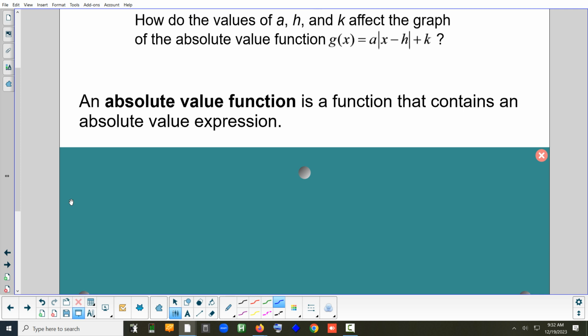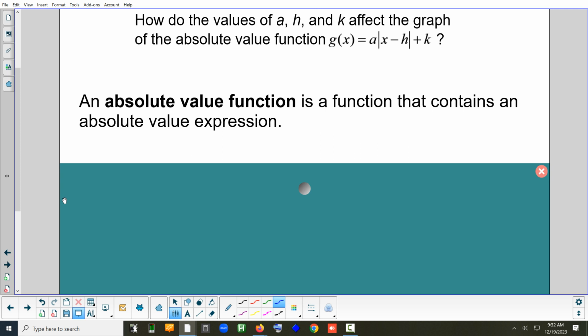All right, so what is an absolute value function? Okay, so on the blank line, you want to fill in an absolute value function is a function that contains an absolute value expression. And what did we say the symbol looks like for absolute value? Well, the graph of absolute value is a V. But what's the symbol that we use to represent absolute value? 2 lines. Yeah, 2 vertical bars. So something like this. That's an absolute value function because it contains absolute value bars.